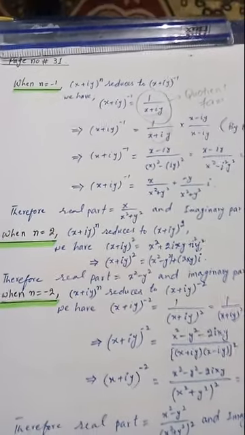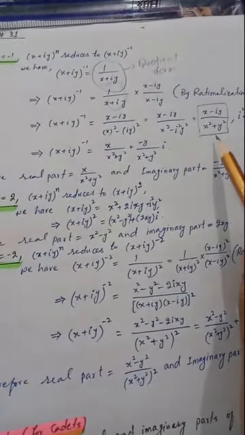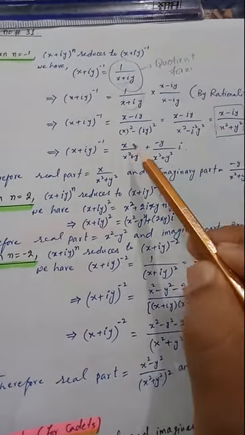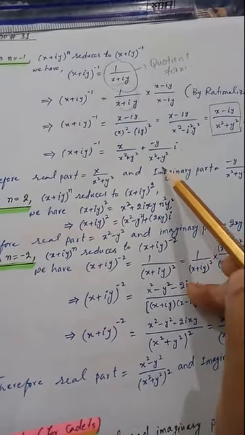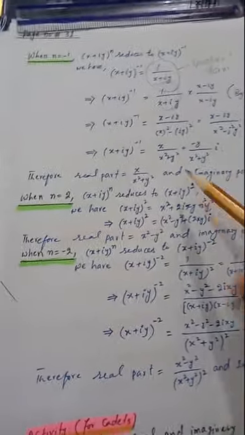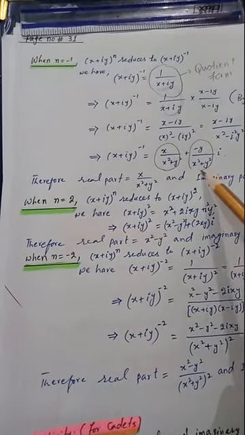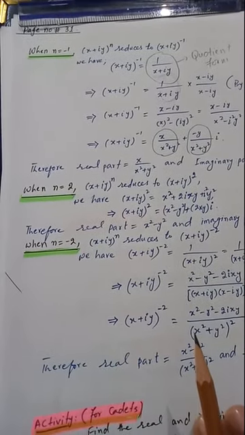Now in this case this expression can be written as, you get this. Okay, now in this case you see that this can be written as x divided by x square plus y square plus minus y divided by x square plus y square iota. So therefore the real part is this and the imaginary part is this. So these are the real and imaginary parts when n is equal to minus 1.